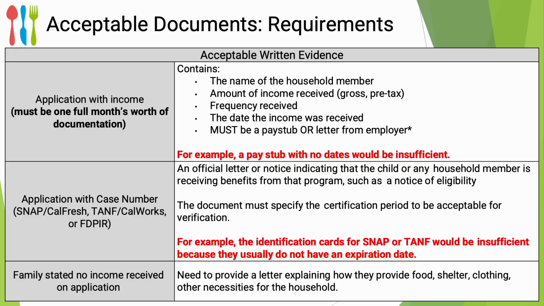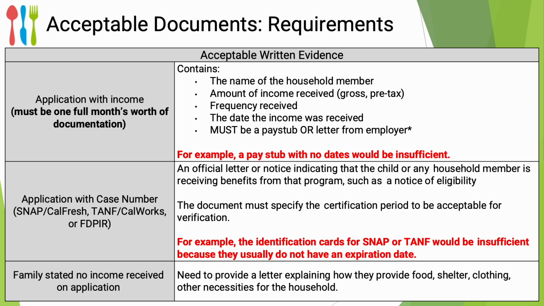Here's an overview of acceptable documents. So if they submitted an application with income, they need to submit proof of income for everybody who had income listed on the application. So it has to include the name of the household member, the amount of pre-tax or gross income they received, and the frequency it was received. So it needs to have dates on it that would represent, is this a pay stub for 2 weeks or half a month or a month?